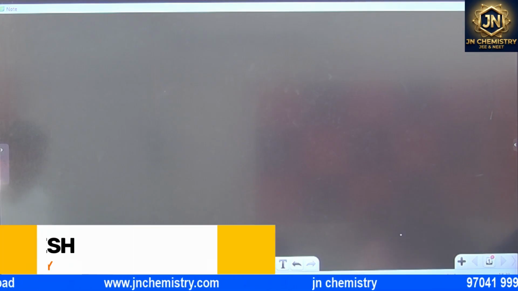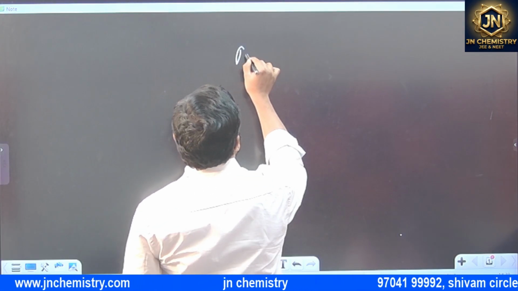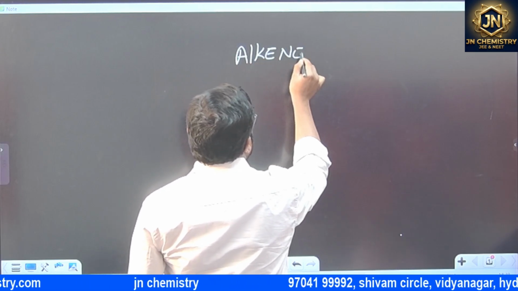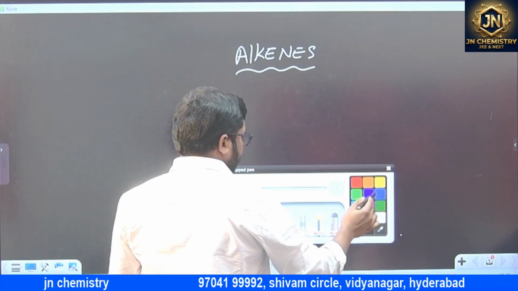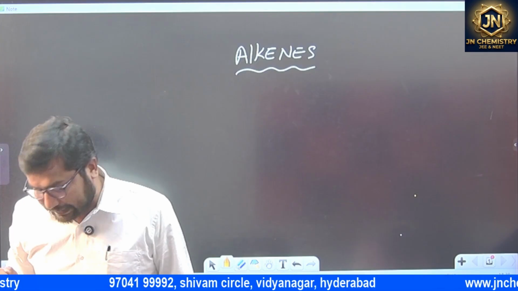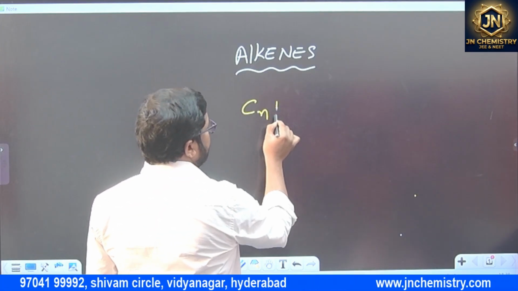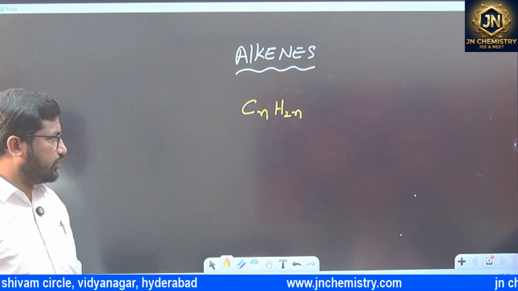Right now, so put the heading alkenes. Alkenes. Alkene, right? So general formula CnH2n.